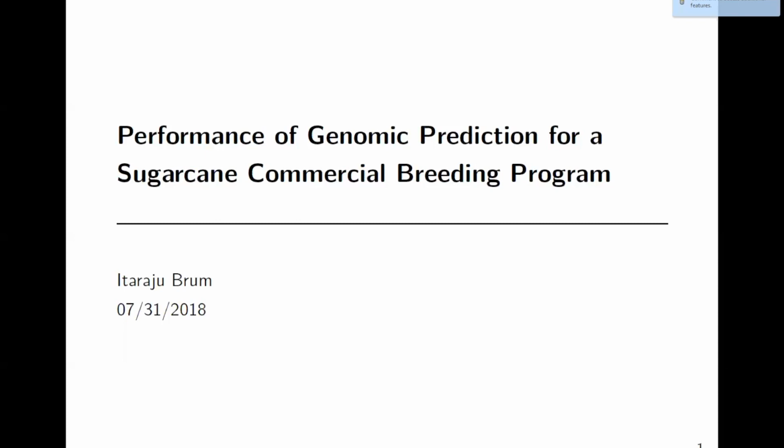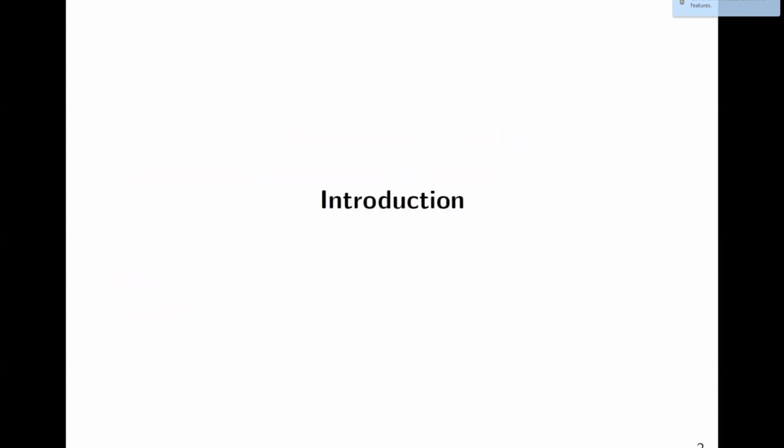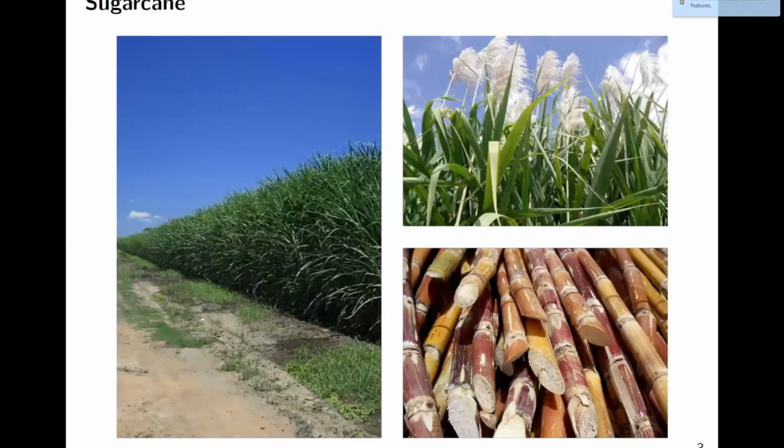Good afternoon. Thanks everybody for coming. And today we're going to talk about sugarcane. We're also going to talk about genome prediction, which is kind of your topic here, but maybe sugarcane is something that you hear about every year. So for those of us that didn't see sugarcane in the field yet, that's sugarcane.